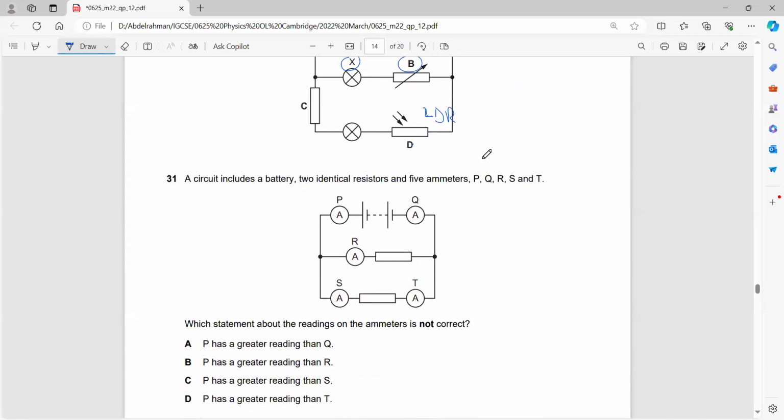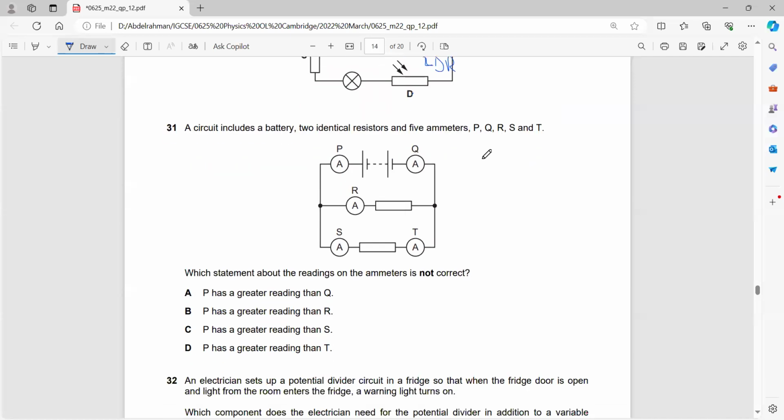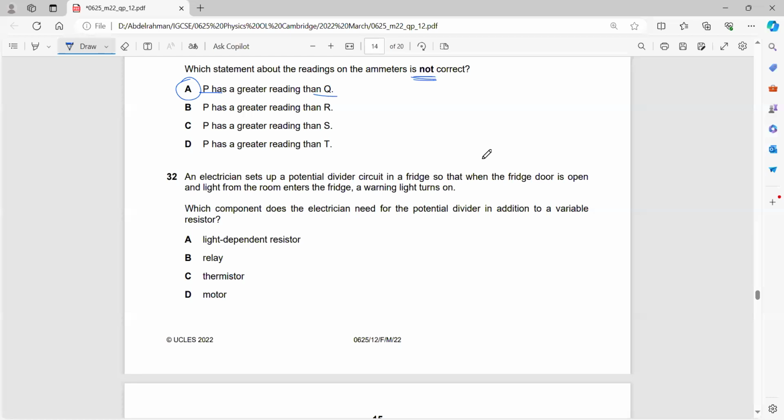Question 31, which statement about the readings on the ammeter is not correct? Which of these statements is wrong? P has a greater reading than Q. Definitely, it's wrong. They both have the same reading. P and Q both have the same reading.